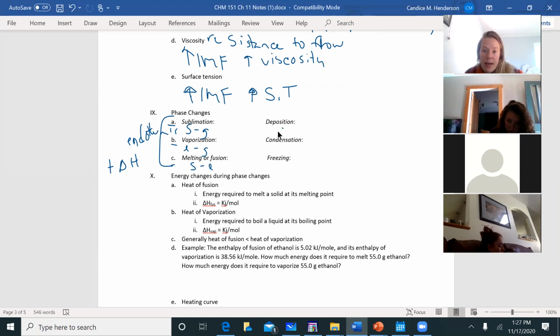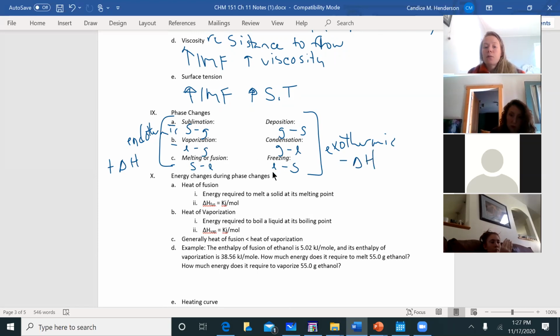Deposition is going from a gas to a solid, so it's the inverse of sublimation. Condensation is gas to liquid, and then freezing is liquid to solid. So hopefully you can see how these are the opposite of each other. If this is endothermic over here, these are all exothermic. They're going to produce heat, or we're going to have a negative delta H.